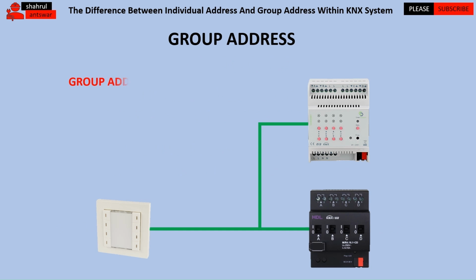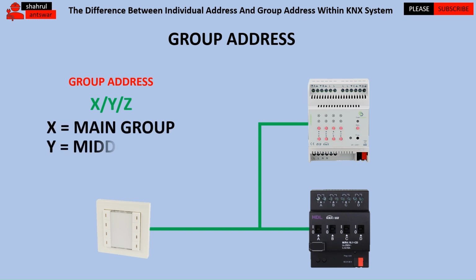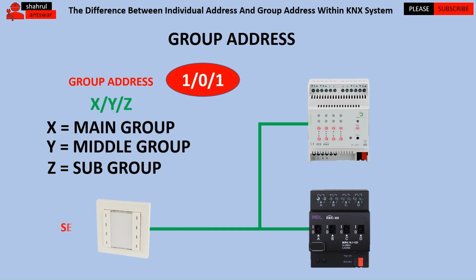Group address is typically structured in three levels, that is X/Y/Z. X refers to main group, Y refers to middle group, and Z refers to subgroup. The example of group address is 1/0/1, which means group address in main group 1, middle group 0 and subgroup 1.